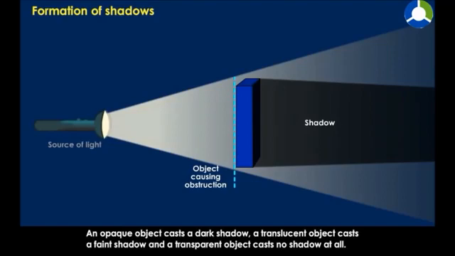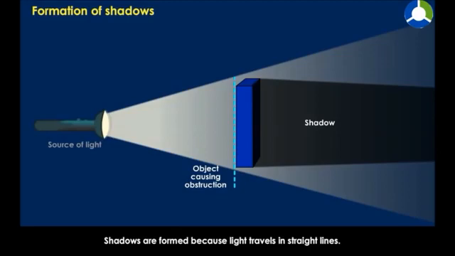An opaque object casts a dark shadow. A translucent object casts a faint shadow. And a transparent object casts no shadow at all. Shadows are formed because light travels in straight lines.